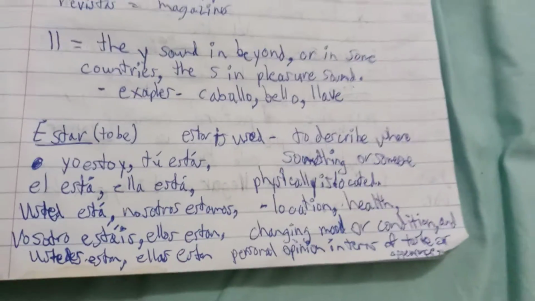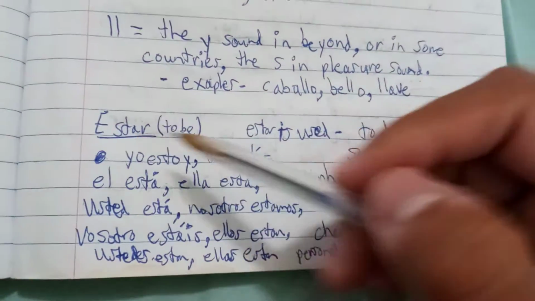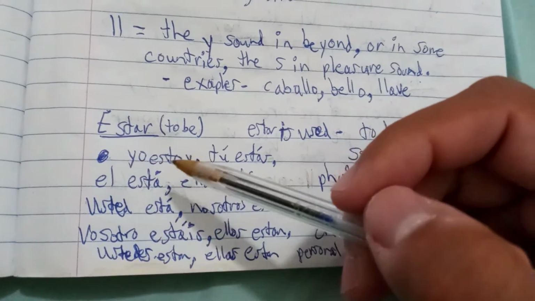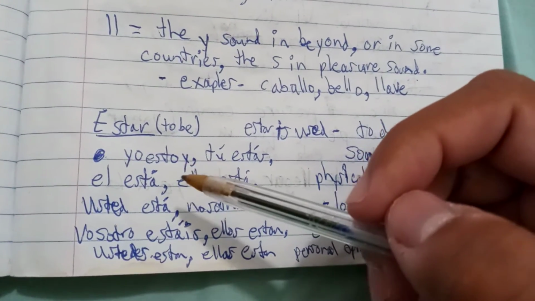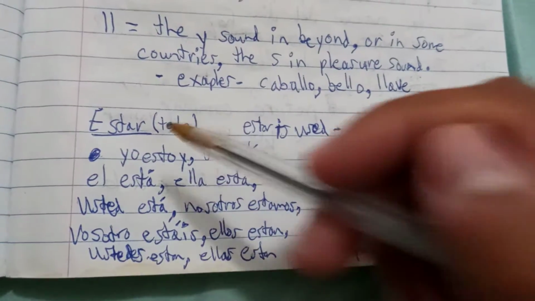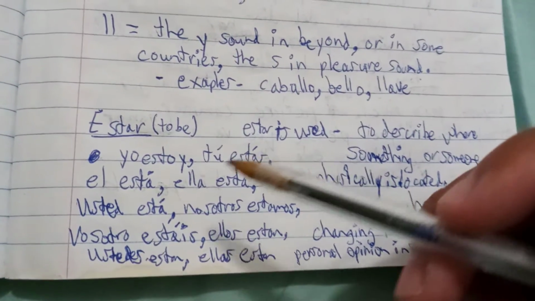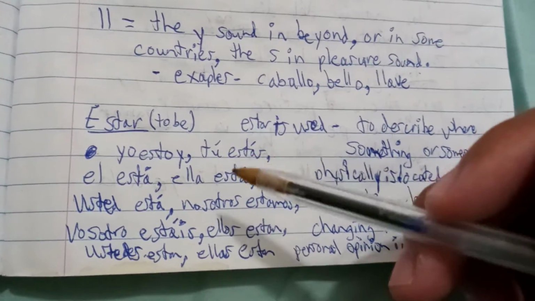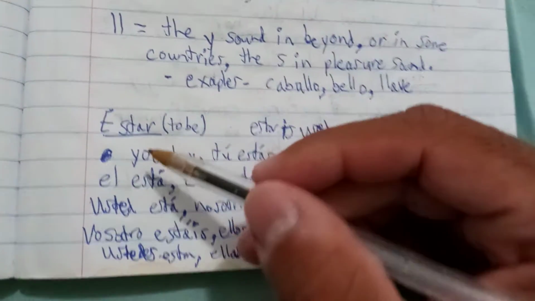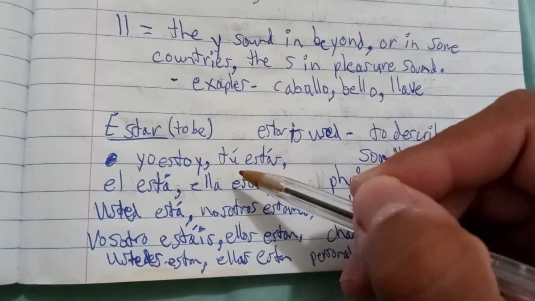I actually did write some of this stuff down. Estar means to be. Yo estoy, that means I am. See, these are the different forms of estar, to be. Tú estás means you are. See, these are just little chunks of a sentence here. Yo estoy, I am. Tú eres, you are.